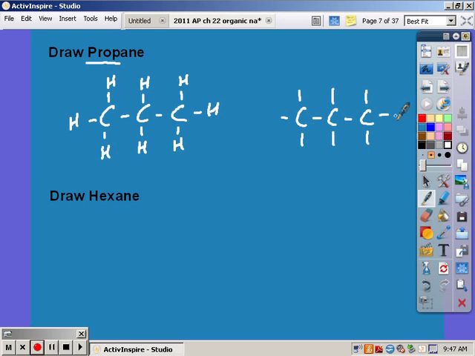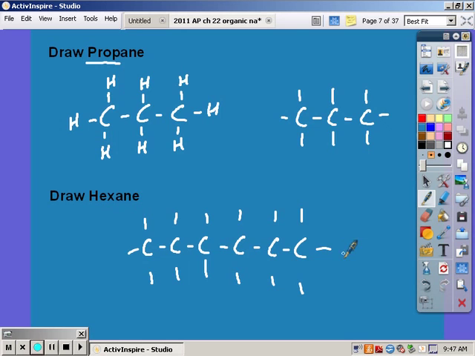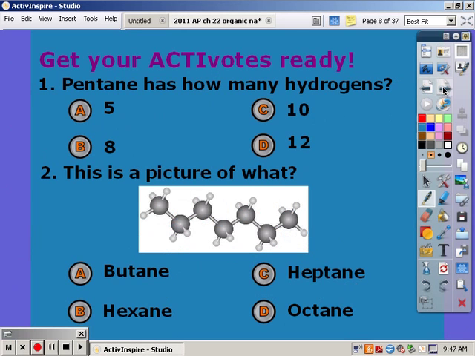Pause the video and draw hexane. You should draw 6 carbons because hex is 6. And then filling in your hydrogens, you should have had 14 hydrogens arranged like so. Go ahead and pause your video and answer these 2. You should have gotten 12. And on the bottom, if you number those carbons, you have 7, which means it's heptane.